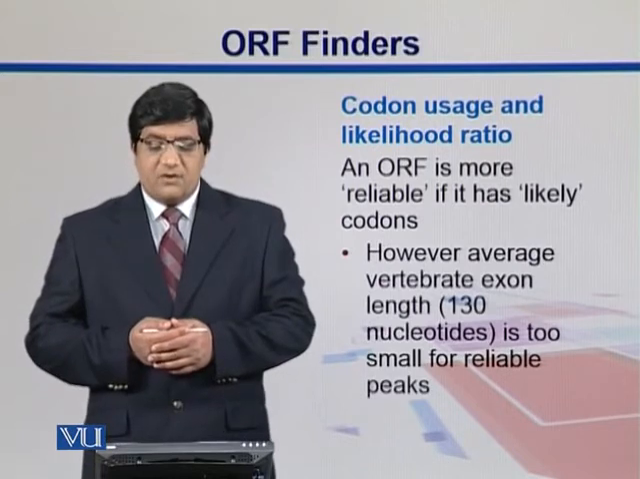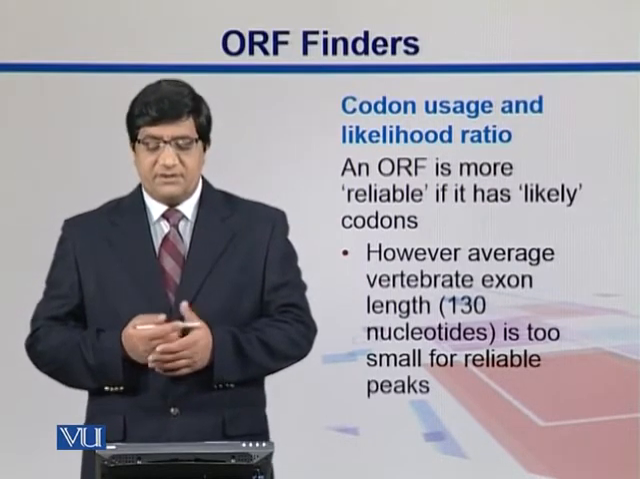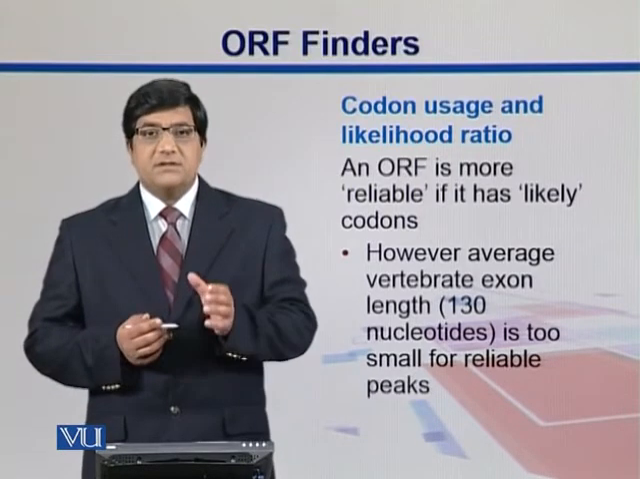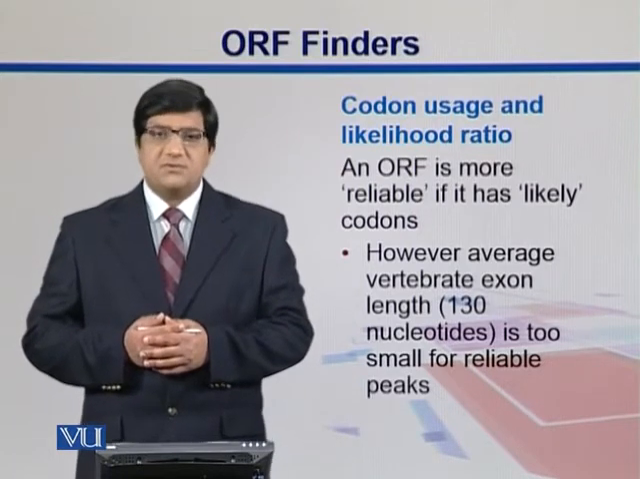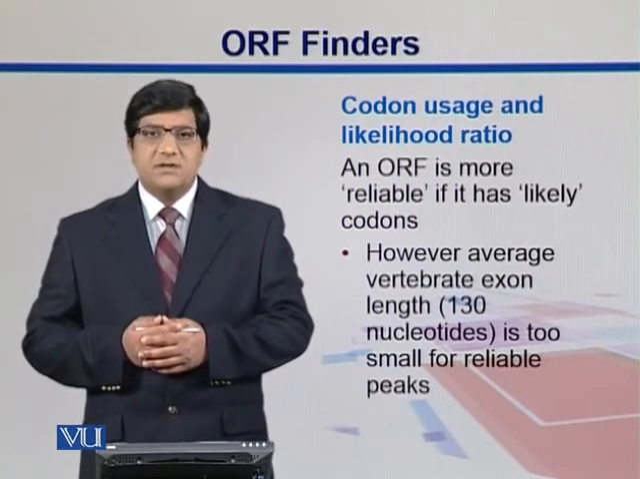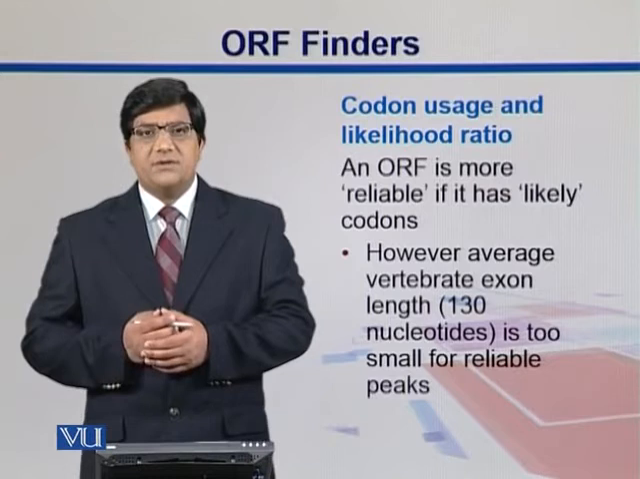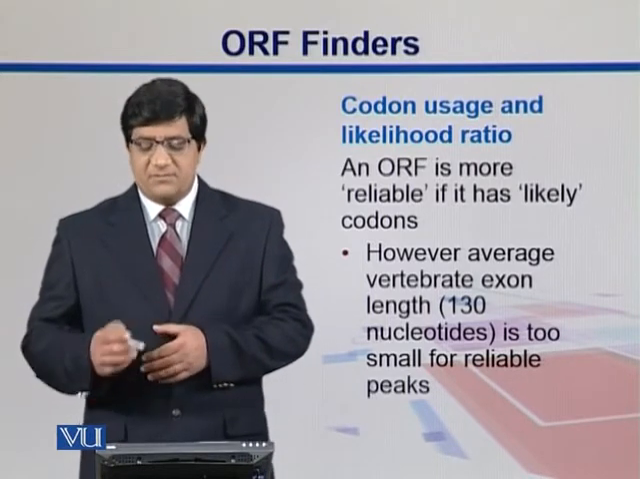However, there is one more thing: in the case of eukaryotes or vertebrates, the exon length is a little bit small, while the introns are much longer. That creates an issue. Generating those sliding windows and using codon usage tables or finding those likely codons becomes complicated.